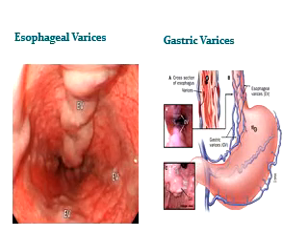Make sure you understand what varices are and what collaterals are. Esophageal varices occur in the esophagus, and gastric varices occur in, you guessed it, the stomach, in and around the stomach.